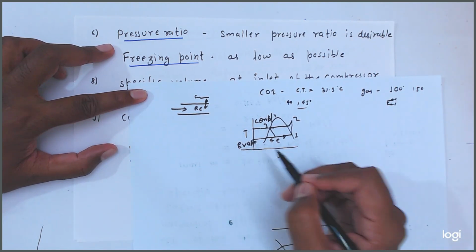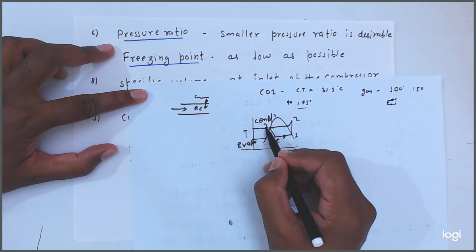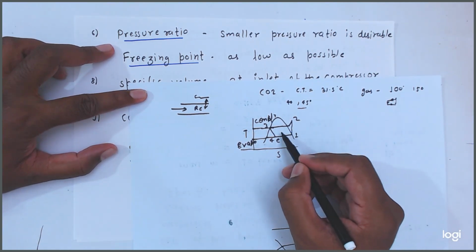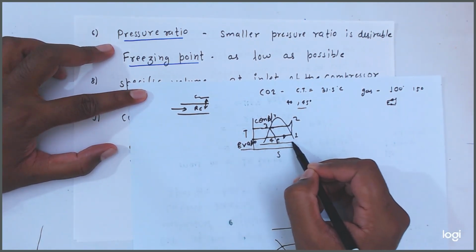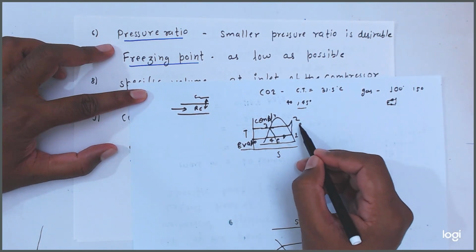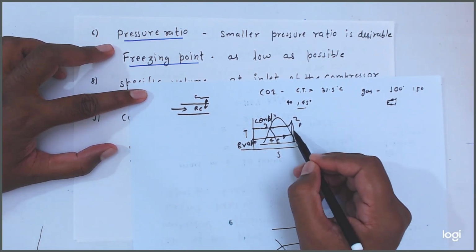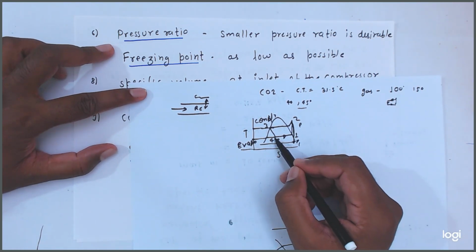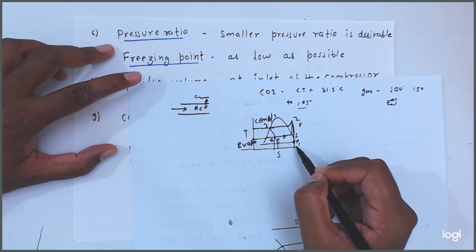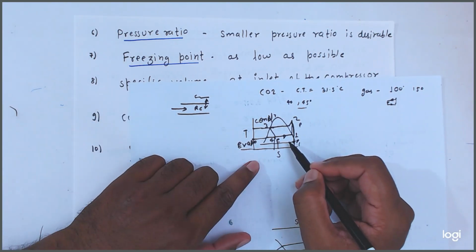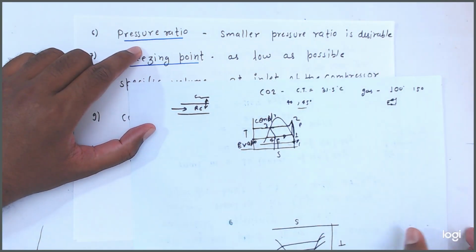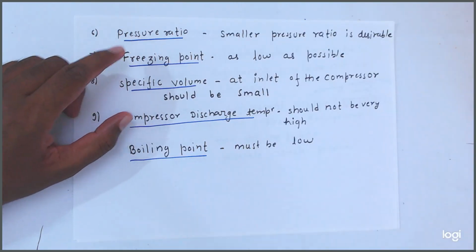Okay. So, friends, the pressure ratio should be as small as possible, because if you increase the pressure ratio, what happens? Work input will increase, and the refrigeration effect will also decrease. Because of this, the pressure ratio should be as small as possible. So a smaller pressure ratio is desirable.